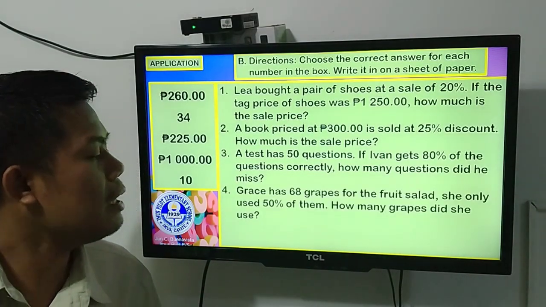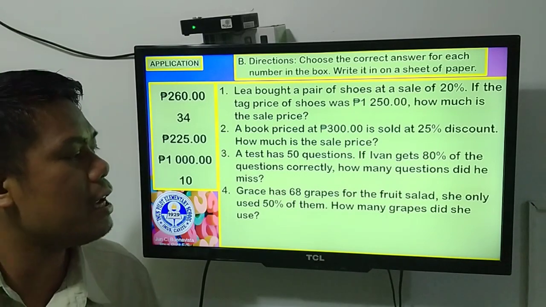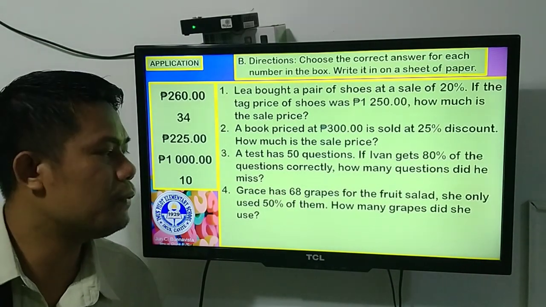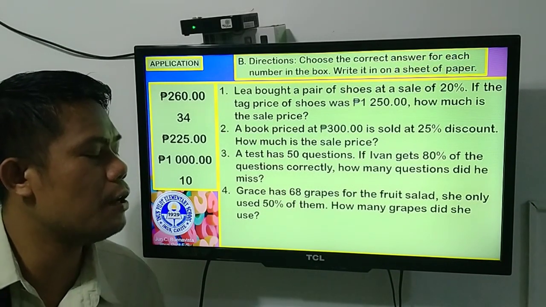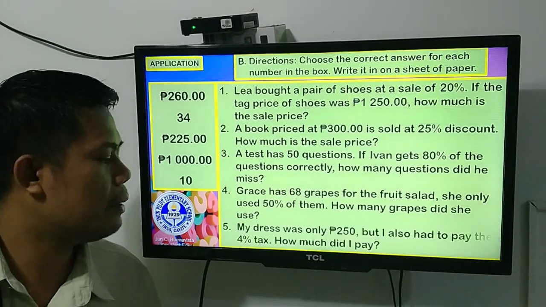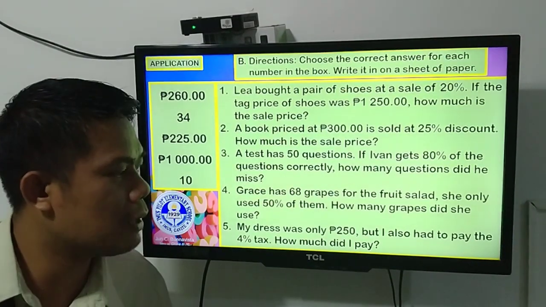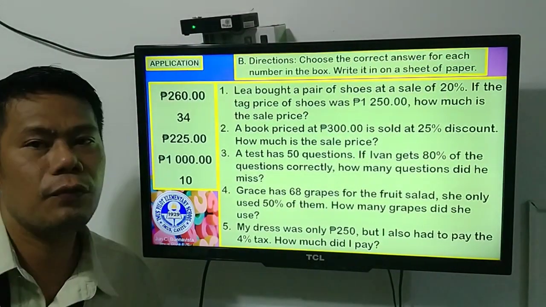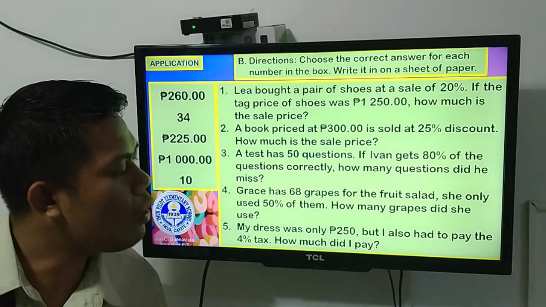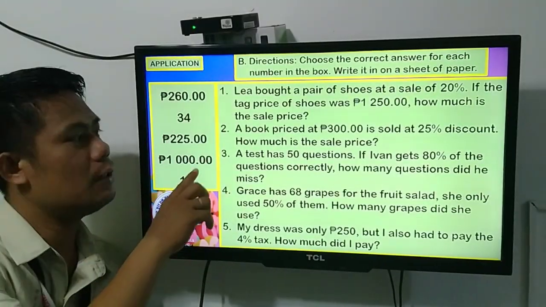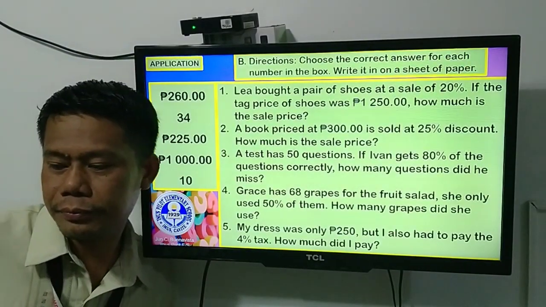Number 4, Grace has 68 grapes for the fruit salad. She only used 50% of them. How many grapes did she use? Then number 5, my dress was only 250 pesos but I also had to pay the 4% tax. How much did I pay? Again, answer na lamang, dito kukuha ng sagot.